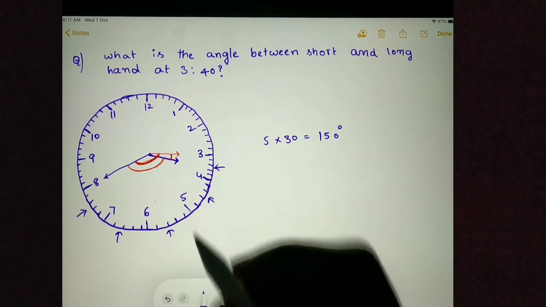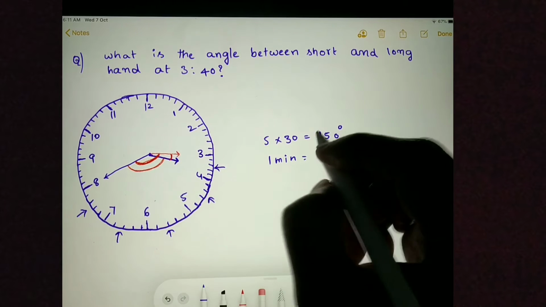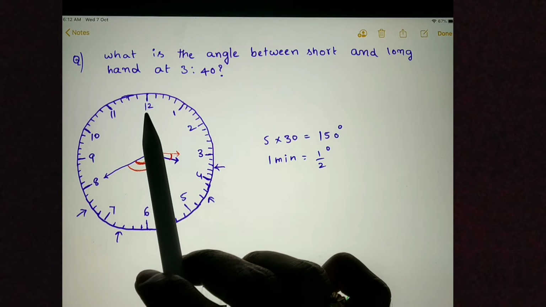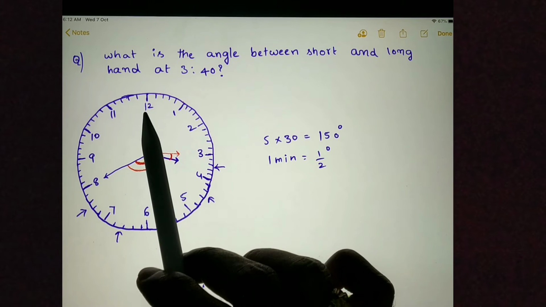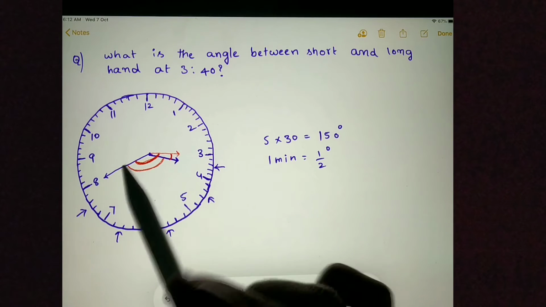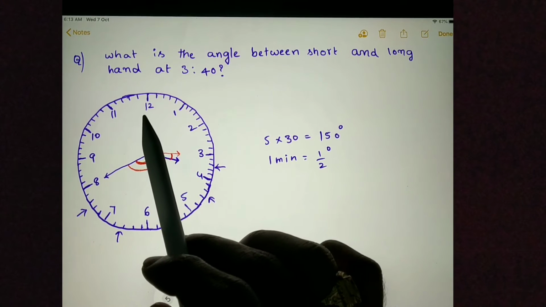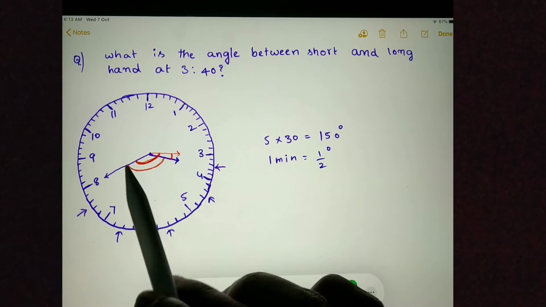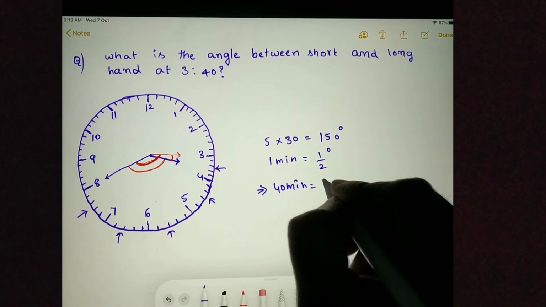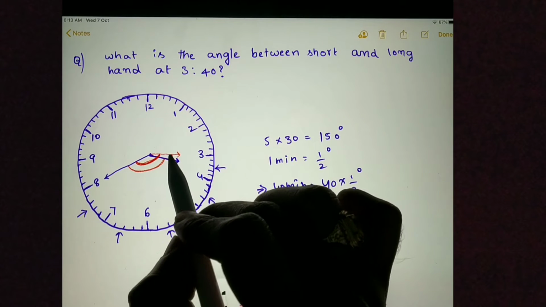To get this angle, we already know in 1 minute our hand will move half degree. At 3 o'clock long hand will be exactly at 12, because in 40 minutes long hand moved till 8. So short hand is moved somewhere in between 3 and 4. Because in 40 minutes long hand has moved till 8, short hand will move how many degrees? In 40 minutes it will move 40 into half degree, that is 20 degrees. We got this angle as 20 degrees.